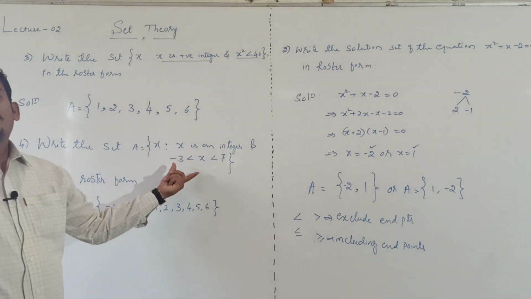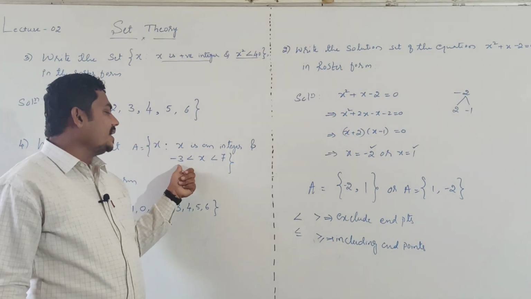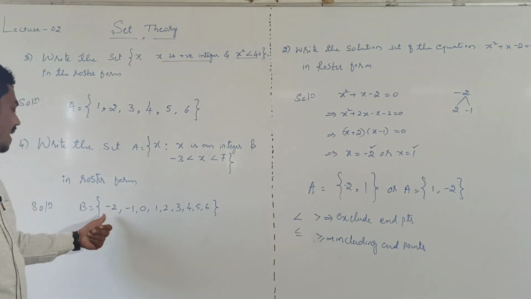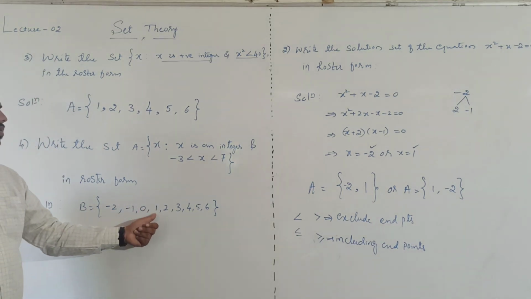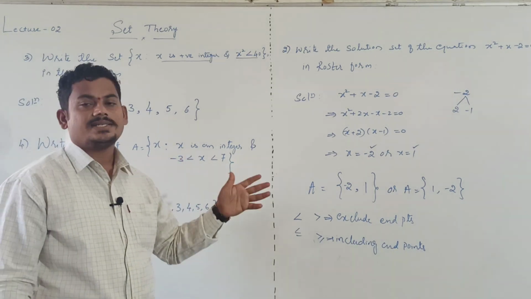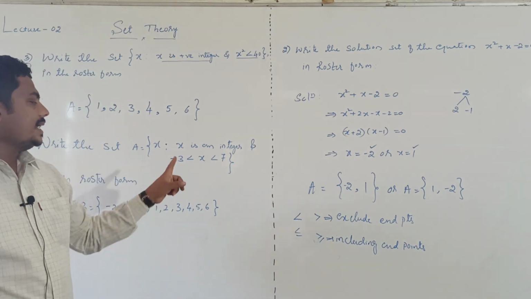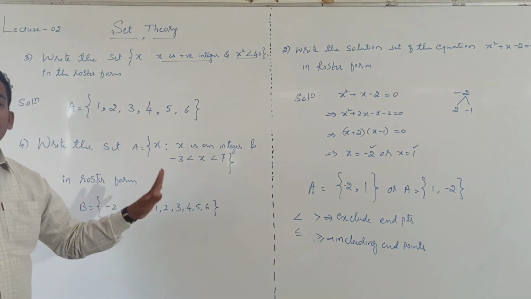Write all the integers in between -3 and 7. Those are -2, -1, 0, 1, 2, 3, 4, 5 and 6. 7 is not possible. Excluding -3 and 7, write all the integers.